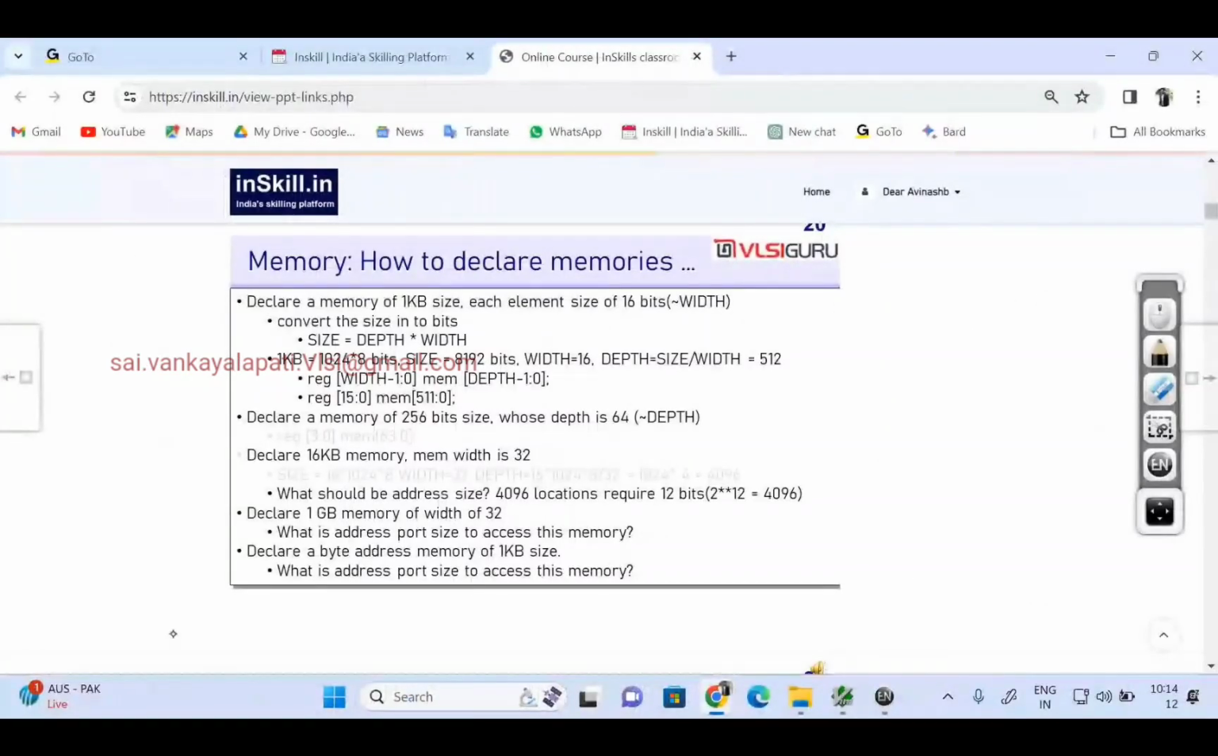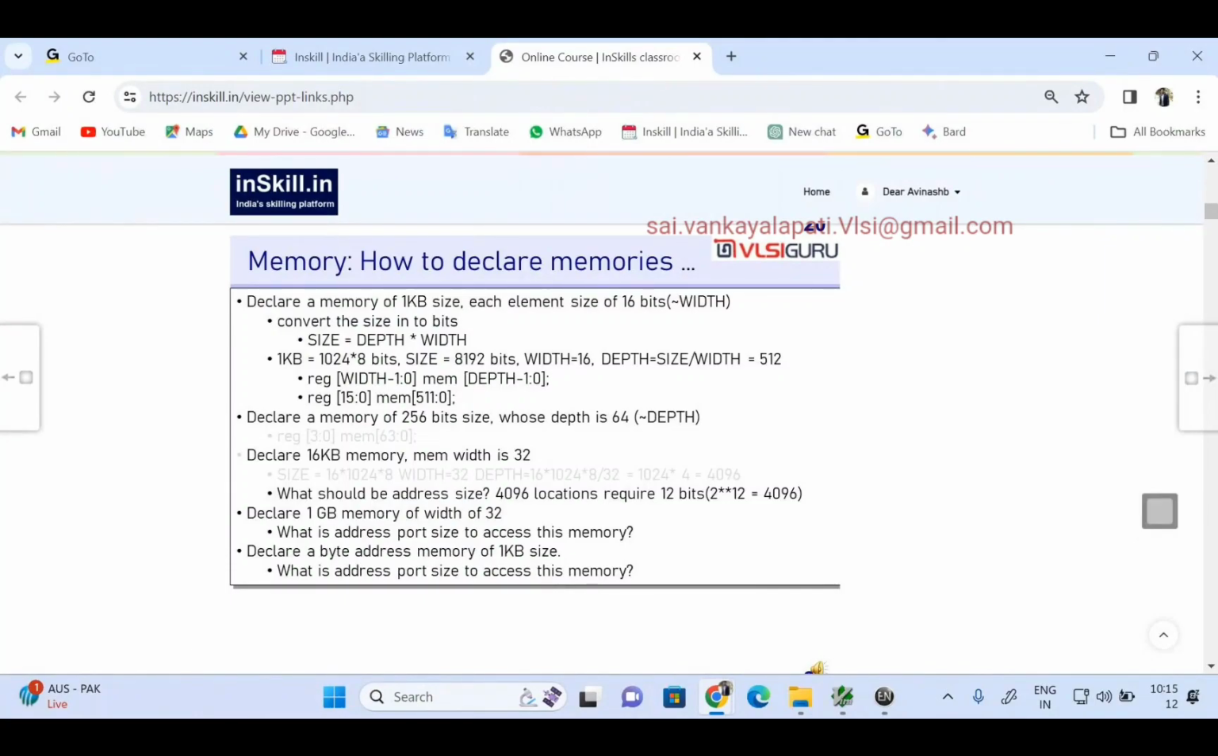To declare a memory of 256 bits size whose depth is 64. How to write this? The size is 256 bits and depth is 64. So how can you declare this? Then how to calculate the width? Width is nothing but 256 divided by 64, which is 4. Width is 4 now. Now I can write the range 3 down to 0.